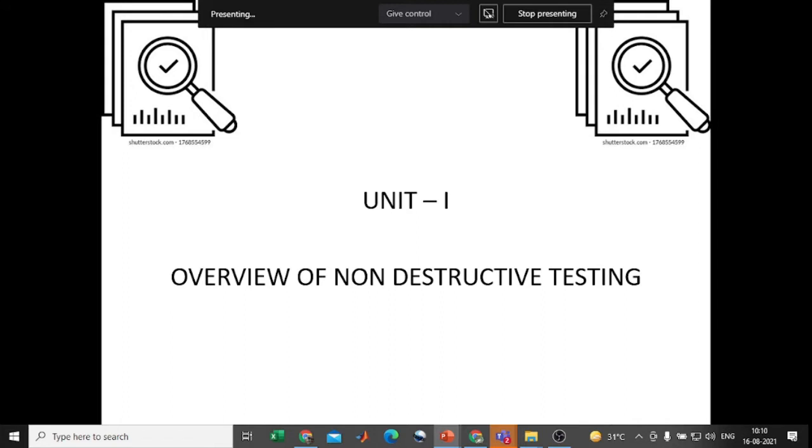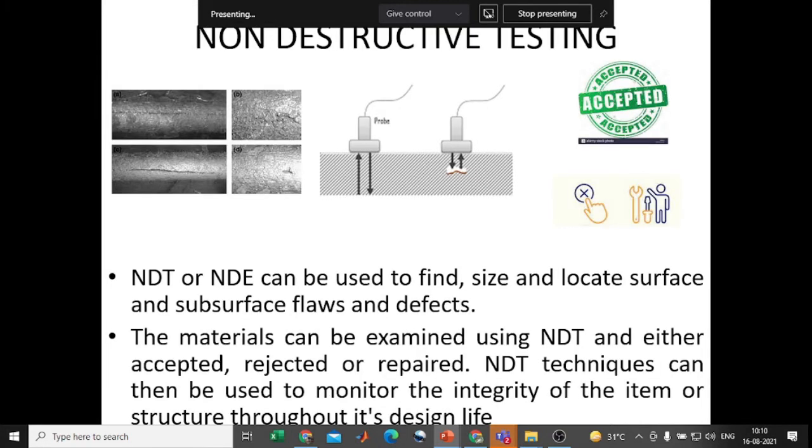In Unit 1, I will give you an overview of the non-destructive testing subject. First unit, contents. Before going into the content, I will give some explanation or introduction about non-destructive testing. Now I can clearly explain what non-destructive testing is with these images. Non-destructive testing may be abbreviated as NDT, and non-destructive evaluation as NDE.